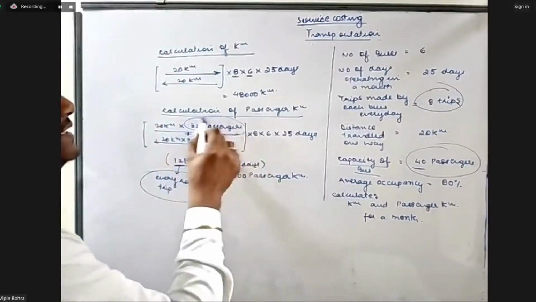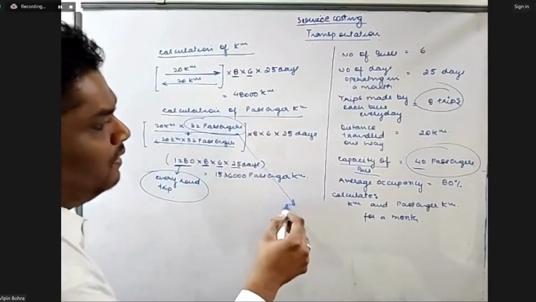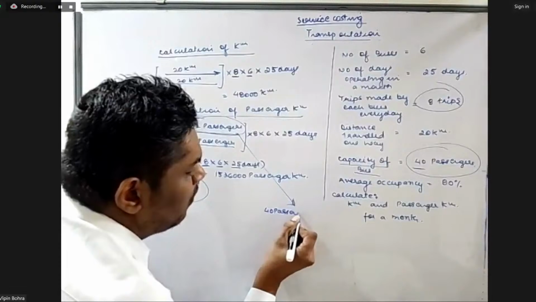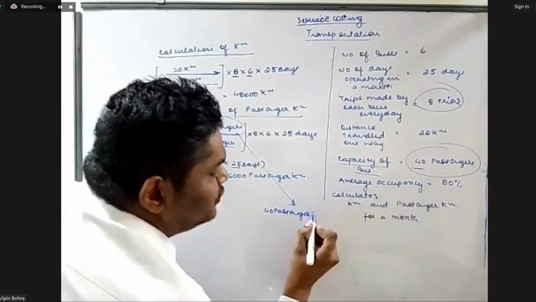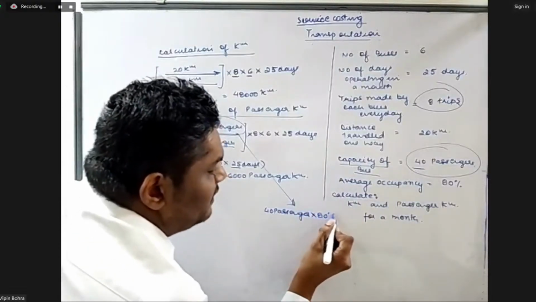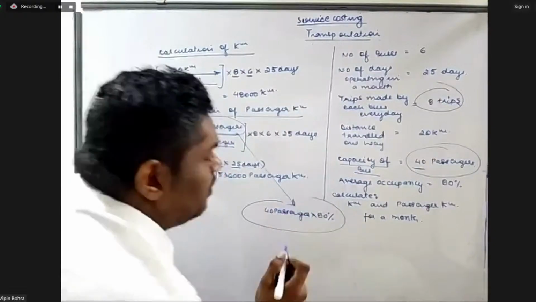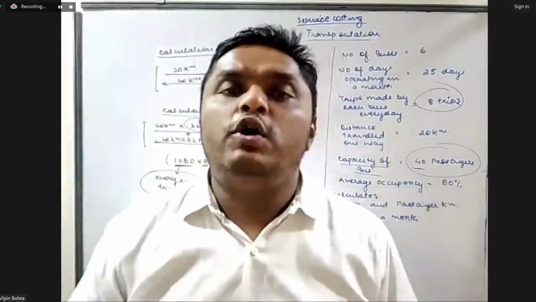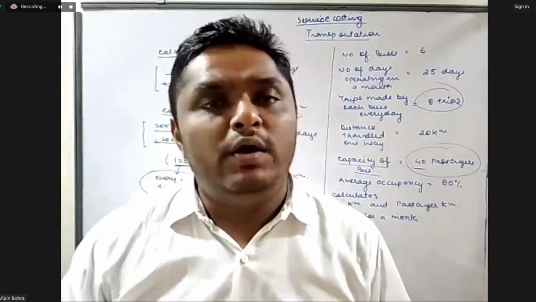So these 32 passengers, very simple. The seating capacity is 40 passengers and the average occupancy is 80%. The bus is not fully occupied. It is only 80% occupied on an average.